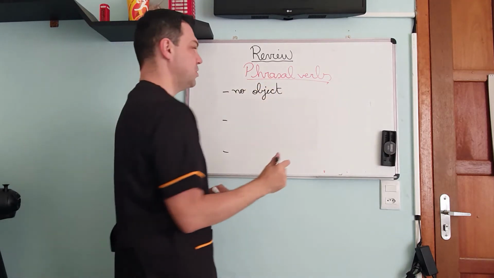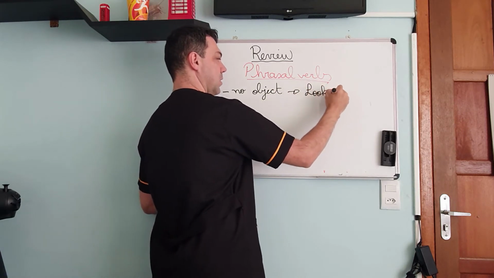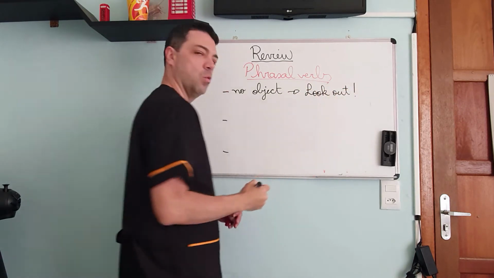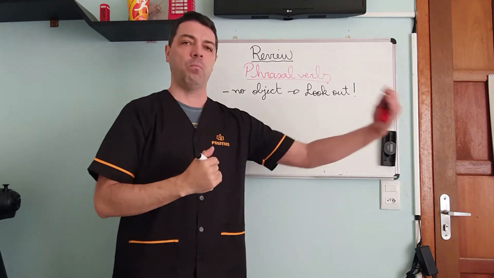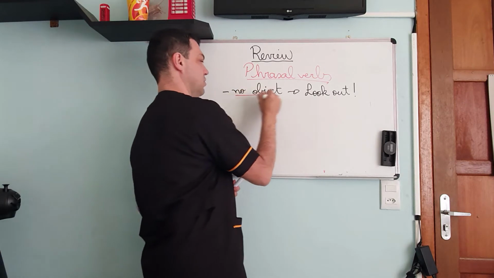You don't have an object. So, for example, look out. When you look out, you don't need a complement. So that's why you don't need an object.